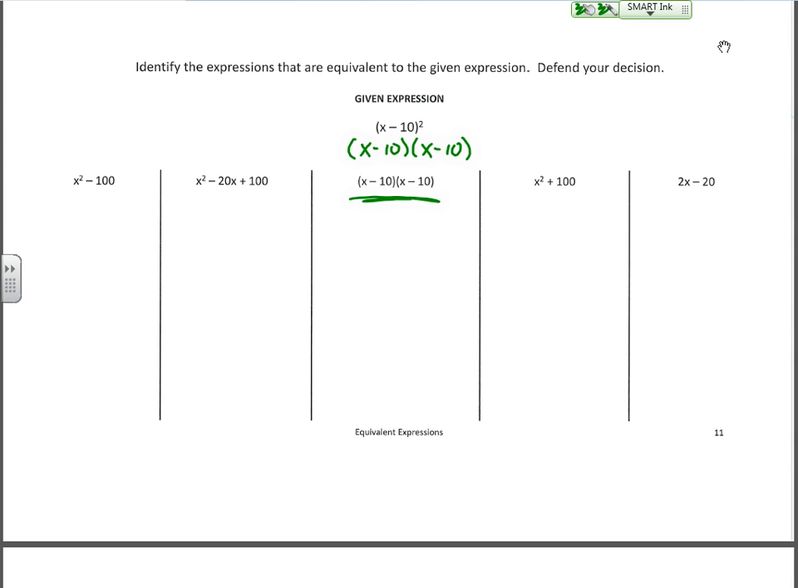Otherwise, another option is to plug in a number for x, solve the original expression, and then plug that same number in for x in each of the 5 possible equivalent expressions and see if you get the same thing. Of course, be careful with what number you pick. Typically, when you plug in numbers for a variable just to test something, you want to stay away from 0. You want to stay away from 1, just because those numbers have so many quirky rules or exceptions to them that you might run yourself into trouble. But make sure you defend your decision on this one.